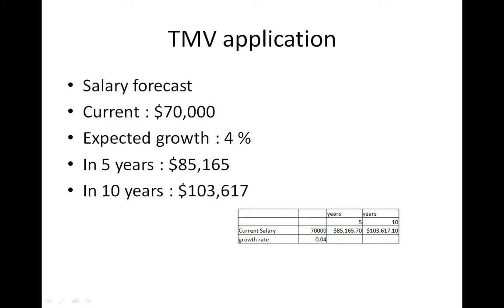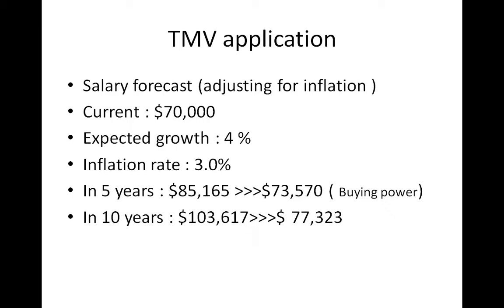$103,617. And similarly, what if we say, well, what about the inflation? How much will the money really be worth if I account for the inflation? Let's say the inflation is about 3%. So in that case, if the expected growth is 4%, inflation is 3%, that means the money is only going to grow 1%, 4 minus 3. So money will grow, but not as much.